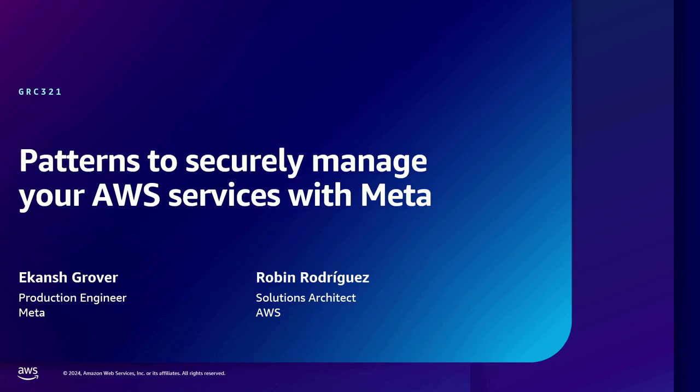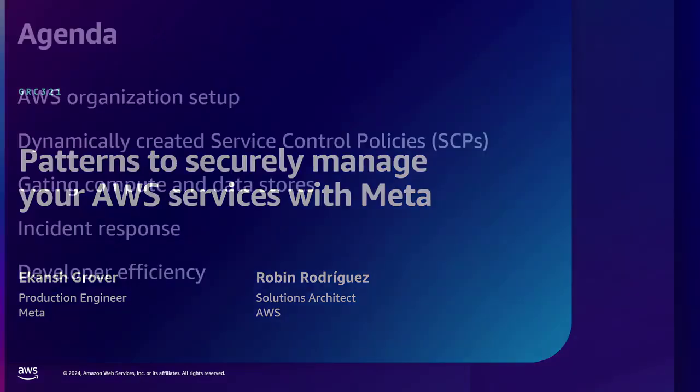What if you needed to secure AWS services supporting 4 billion users? I'm Robin Rodriguez, a solutions architect at AWS, and I'm super excited to be here with Akansh Grover, a production engineer at Meta, talking about how Meta secures AWS services at hyperscale.